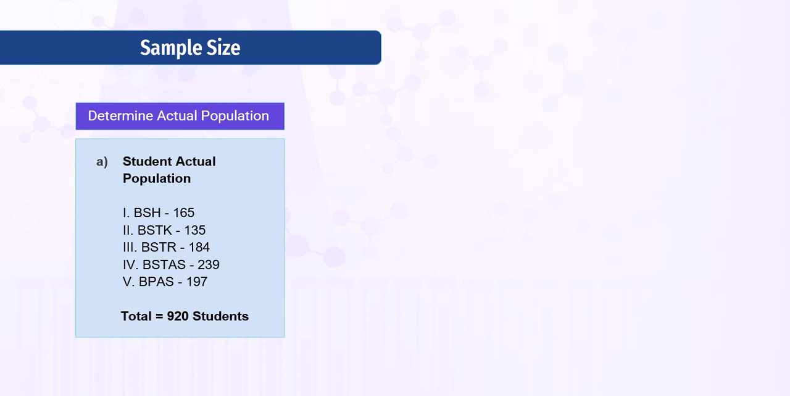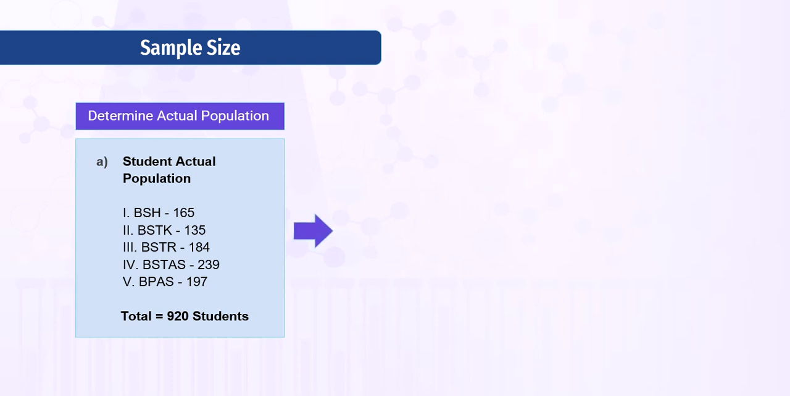Next, moving on to the sample size. Firstly, we have determined the actual population, which is the student actual population. Overall, there are about 5 bachelor programmes in Faculty of Forestry and Environment Studies. For the first one, Bachelor of Forestry Science, there are overall 165 students, 135 students from Bachelor of Wood Technology, 184 students from Bachelor of Park Recreation Science, 239 students from Bachelor of Environmental Science and Technology, and 197 students from Bachelor of Environmental Management. Overall, there are 920 students in Faculty of Forestry and Environment Studies.